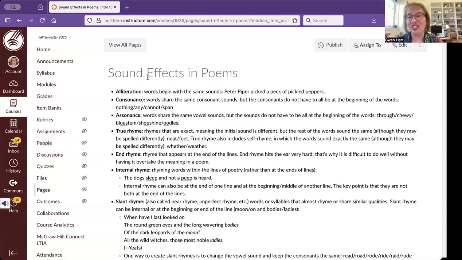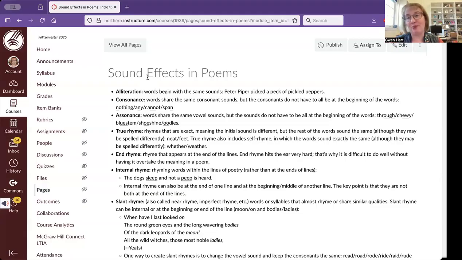Consonance is where the words share consonant sounds. Remember, consonants are anything that's not vowels, A, E, I, O, U, right? And unlike alliteration, the consonants don't have to be just at the beginning of the words. So for N, you could have nothing, any, cannot, span. The beginning, middle, end, anywhere in there, but that's consonance. They have consonants in common. Assonance is very similar to consonance, but it's the vowel sounds that are shared, not consonant sounds. And again, they could appear anywhere in the word.